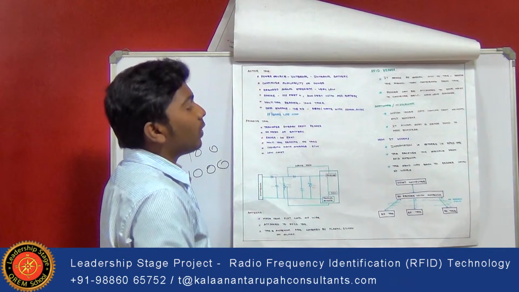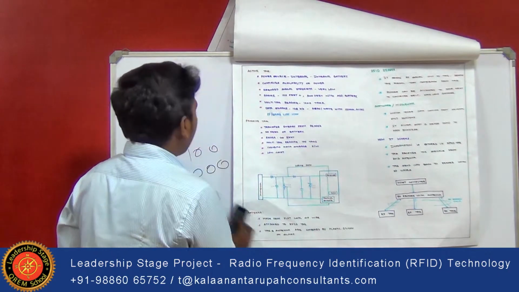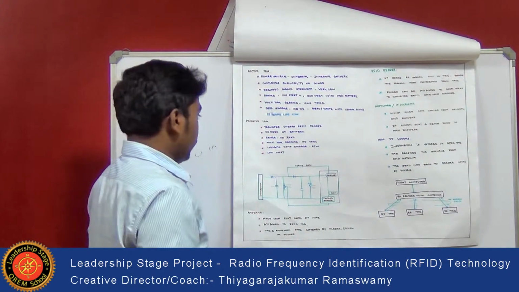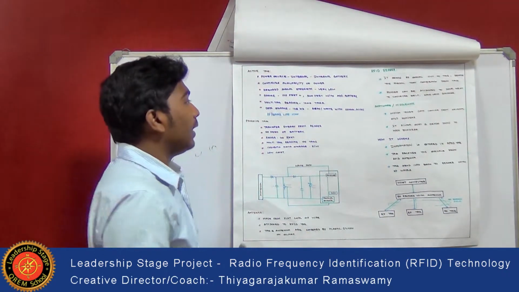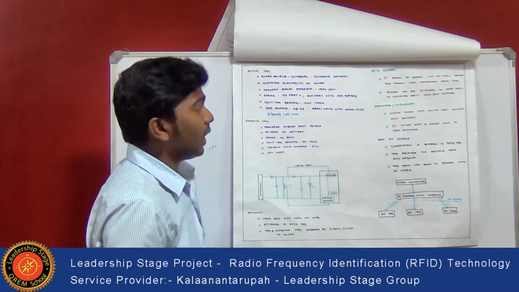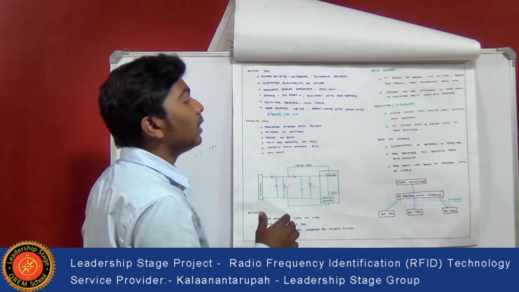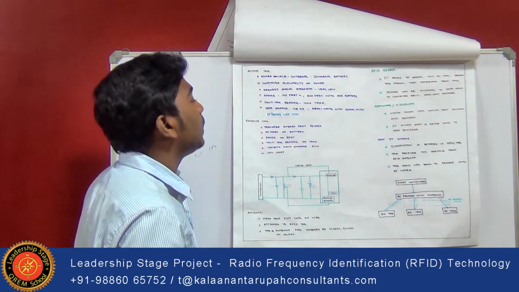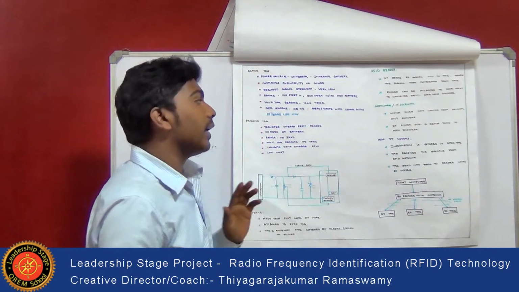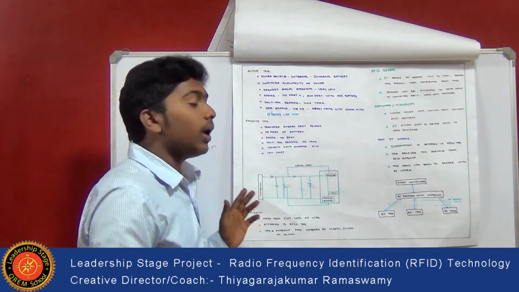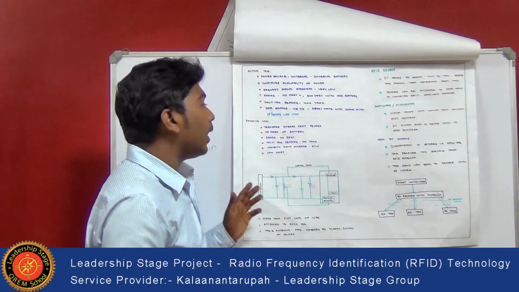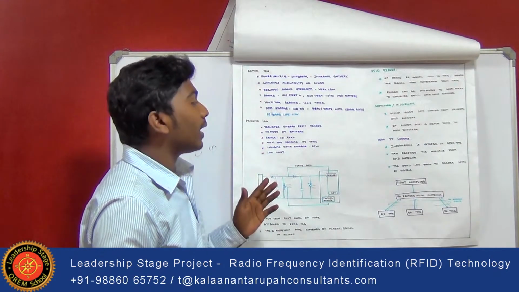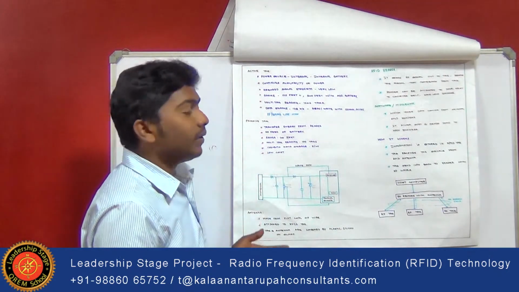Coming to the software or middleware, the software or middleware is used to get the data from the reader, and compare the data between the reader data and the information stored in the database. It filters, sorts, and sends the information to the main business systems to maintain the stock details, to identify them, and to track them.